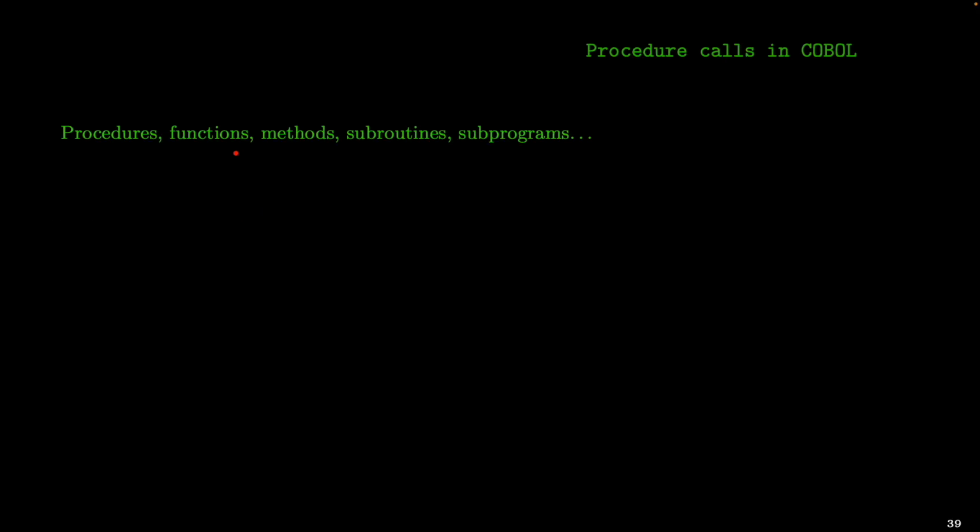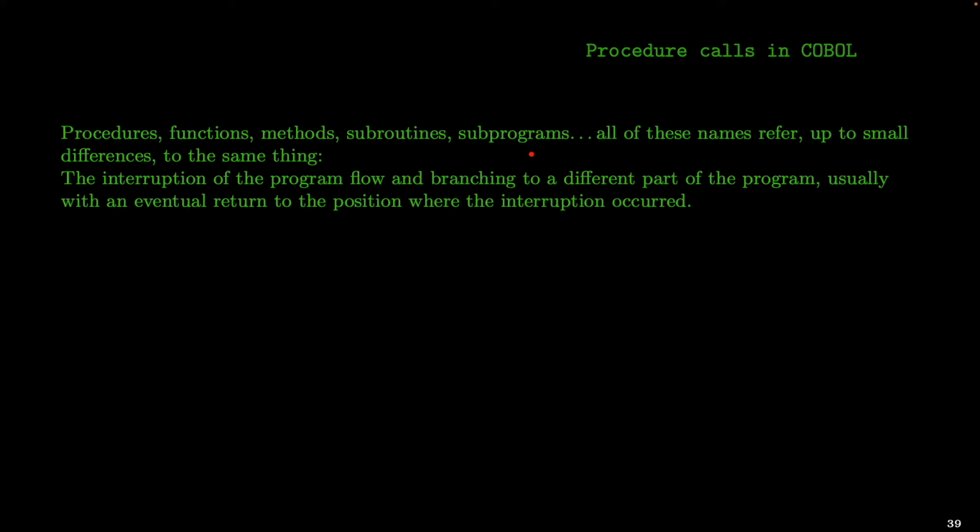Next, we're going to look at procedure calls in COBOL, which is one of the most important parts of control flow. You know what I'm talking about: procedures, functions, methods, subroutines, subprograms, basically all the same things, up to maybe some small differences in the definitions, and COBOL has them too. What they do is you interrupt the linear execution of the program flow and branch to a different part of the program and eventually return to the original position where the interruption occurred. In COBOL, you can do this in two ways.